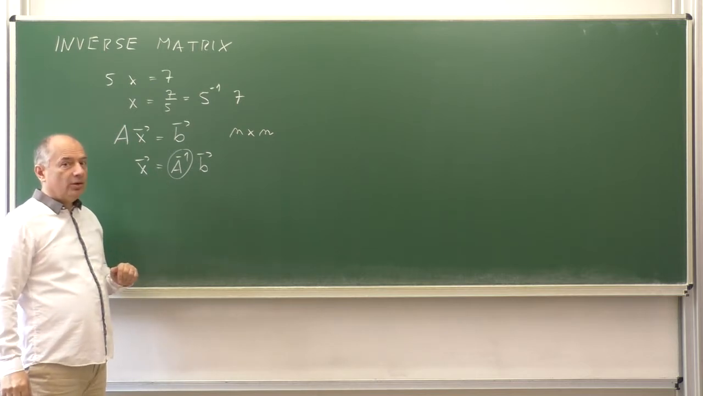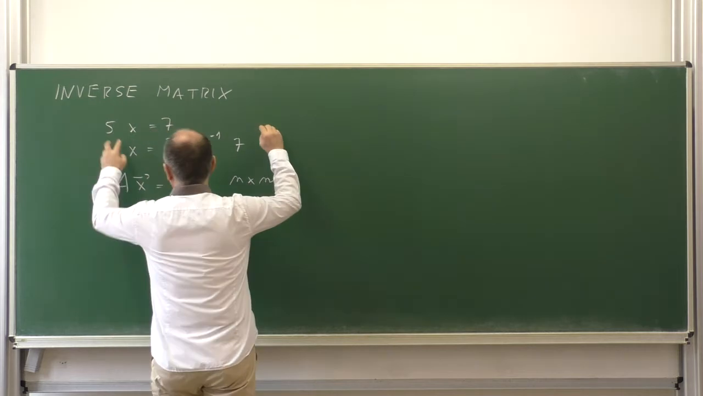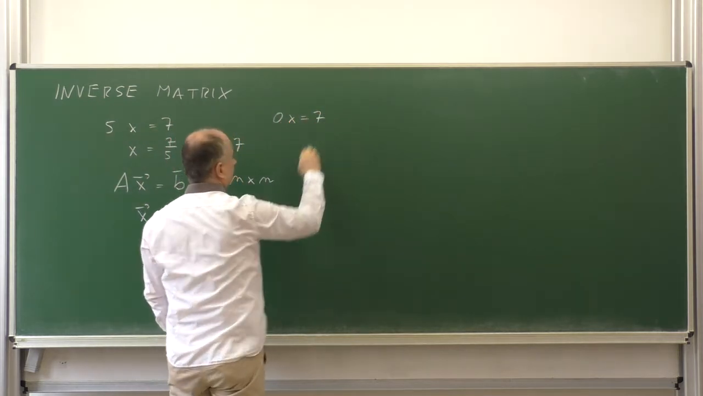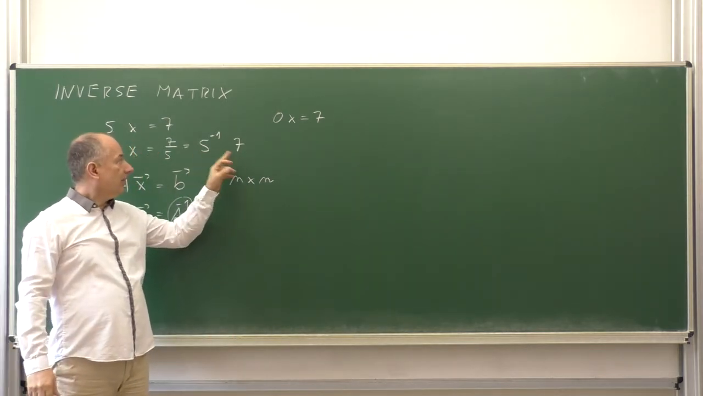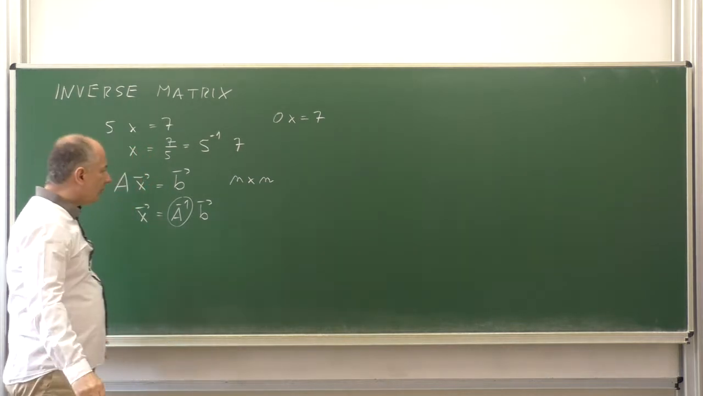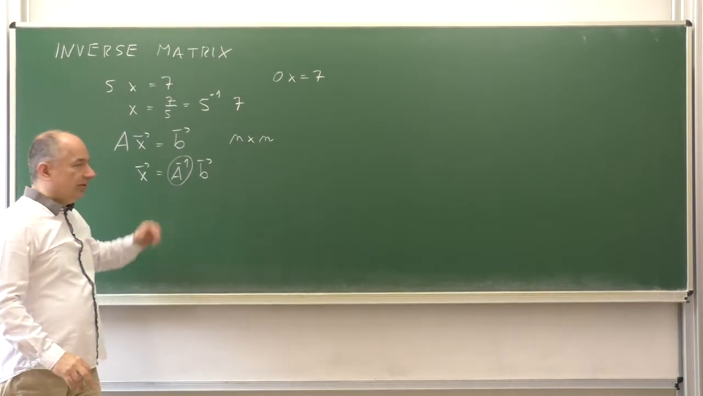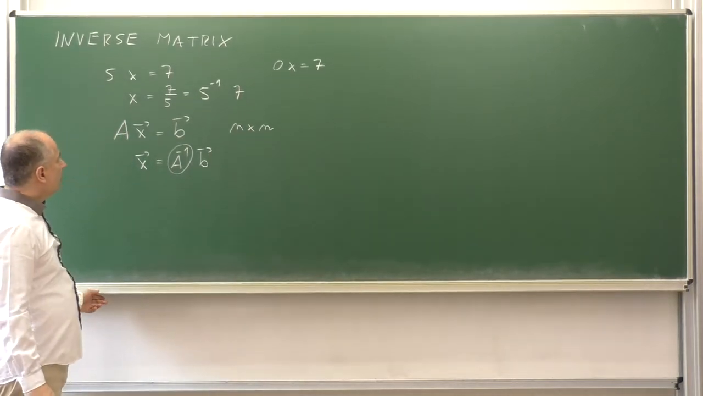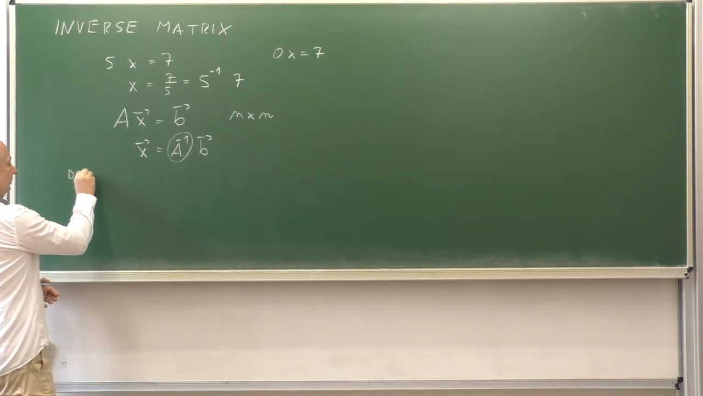Sometimes this is, however, not possible. If we go back to this trivial case, if instead of 5 we have 0 times x is 7, then no result, and something like this for 0 instead of 5 makes no sense. Similarly, for matrices, for some matrices the inverse exists and for some it does not. So that was the introduction. Let me give you the definition.